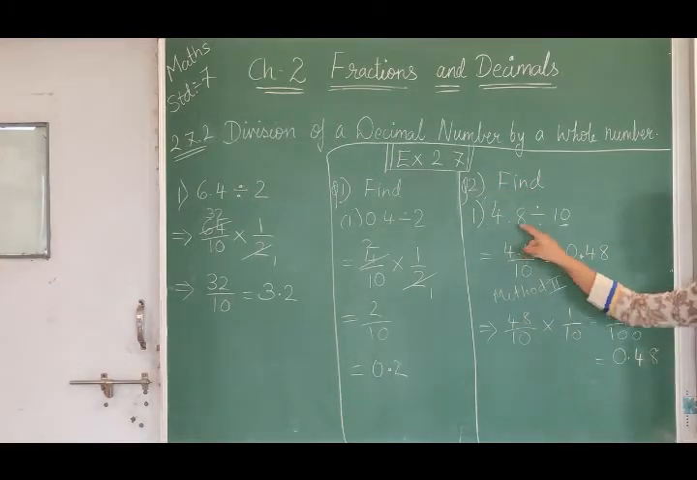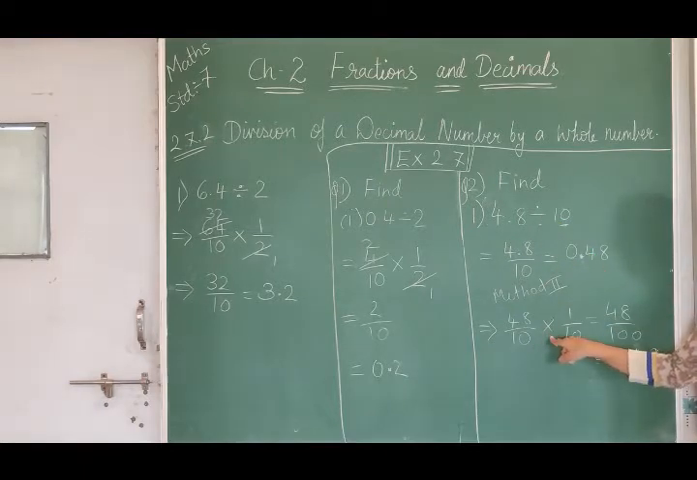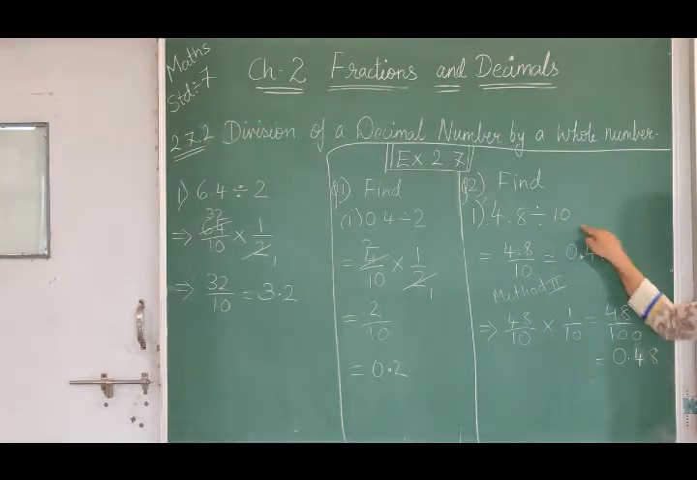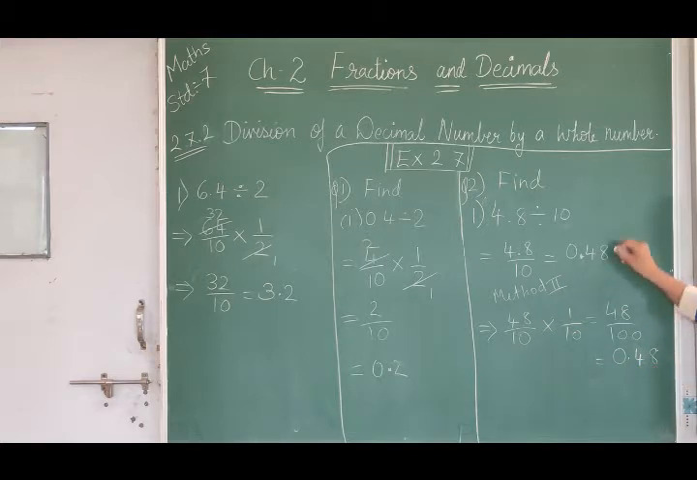4.8 can be written as 48 divided by 10. The division sign becomes a multiplication sign, and for 10 we have to take the reciprocal, 1 by 10. So it will be equal to 48 1s are 48, 10 10s are 100. So 48 divided by 100 can be written in decimal point as 0.48. These are the two methods, you can use any which you like.